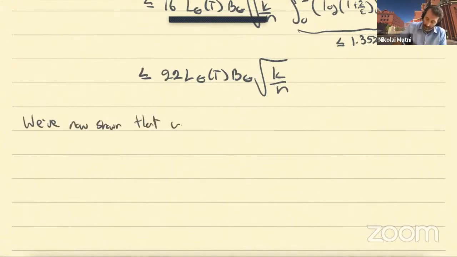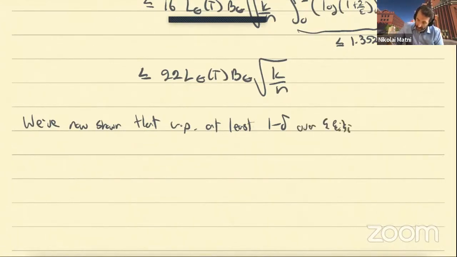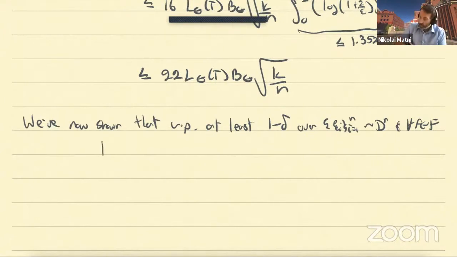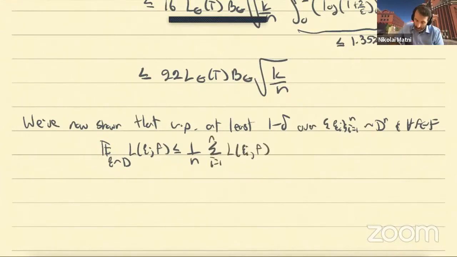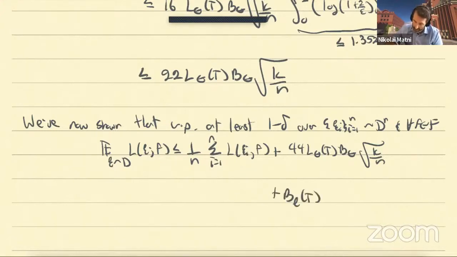So we've now shown that with probability at least 1 minus delta over my initial conditions, and for all f in my function class F, I have that the true loss is less than or equal to the empirical loss, plus, now it's twice the Rademacher complexity, so this would be 44 L theta of t b theta square root k over n, plus our BL, our bound that depends on t, square root log 1 over delta over 2n.